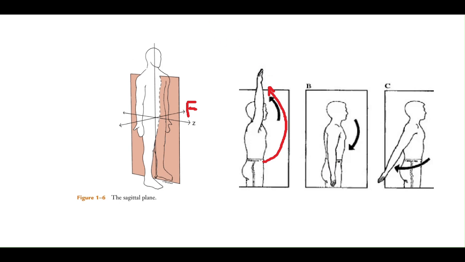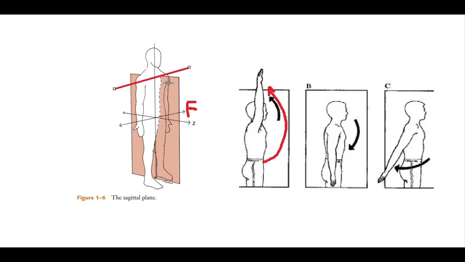Okay, now let me clarify that the axis for these movements always passes through the joint. So since we are talking about the shoulder joint, the axis will be passing straight from here. So this axis is placed over here. It is important to understand that the axis in case of the shoulder joint is passing exactly through the joint. So it is not that the axis is lying here, it is at this position passing through this particular shoulder joint that we are talking about right now.